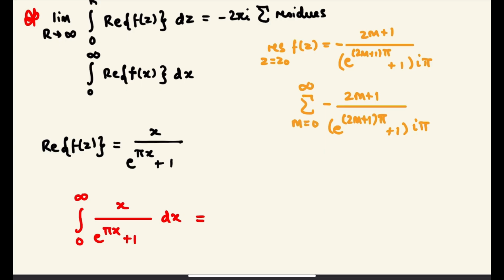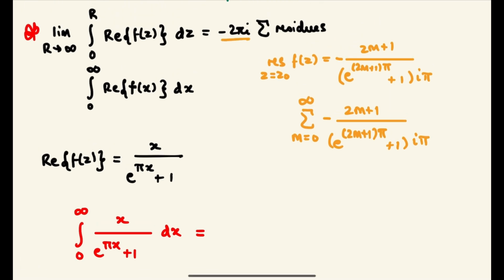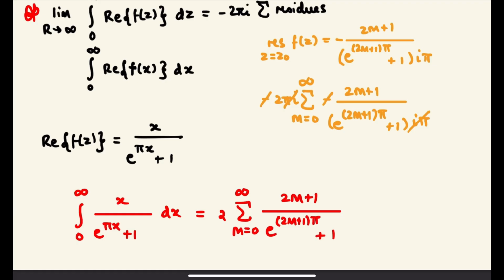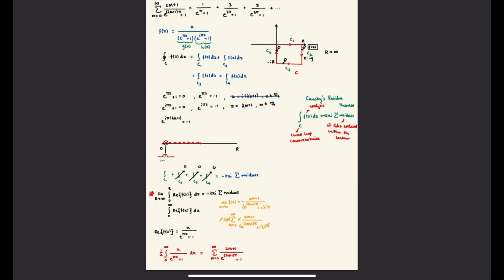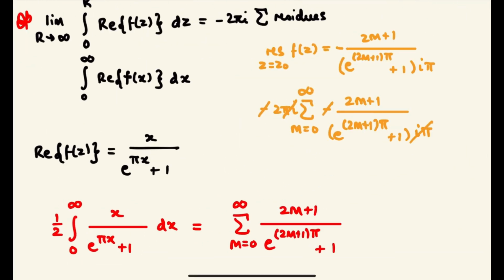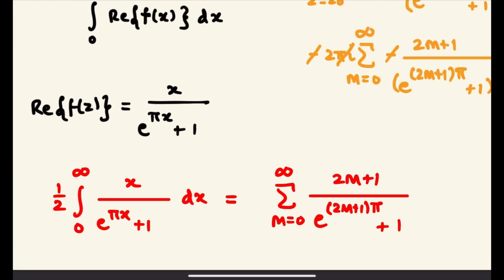So I'm multiplying this by minus 2 pi i; the minuses cancel, and the i pi's cancel out as well. All we're left with is 2 lots of the summation from m equals 0 to infinity of 2m plus 1, all divided by e to the (2m plus 1) pi plus 1. And now, one final thing: if I divide by a half on both sides, we get exactly this, via this beautiful approach that we took to form a real integral, which leads to the solution of the summation.